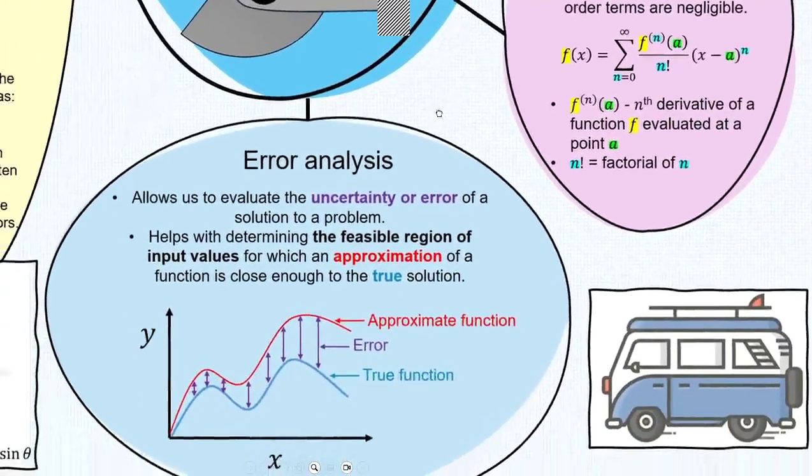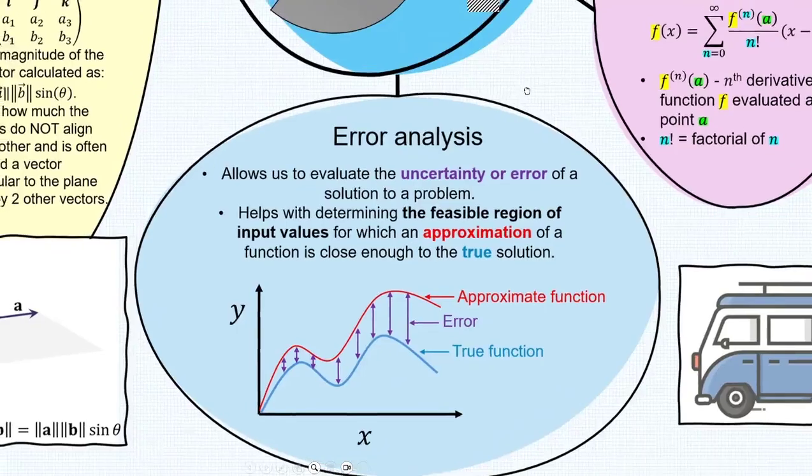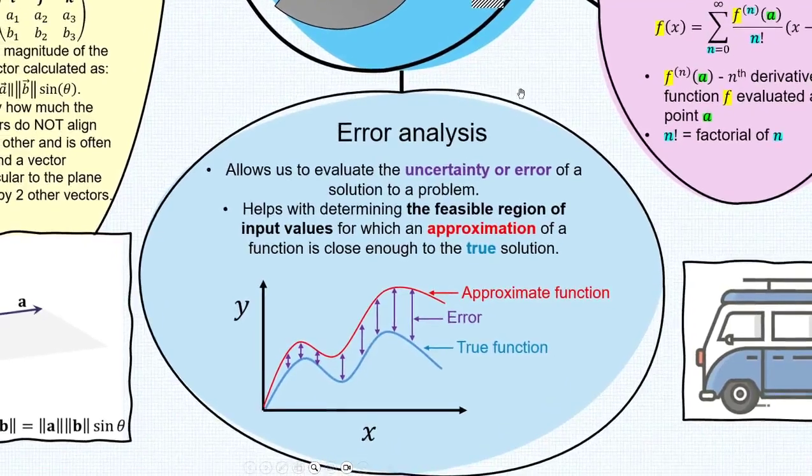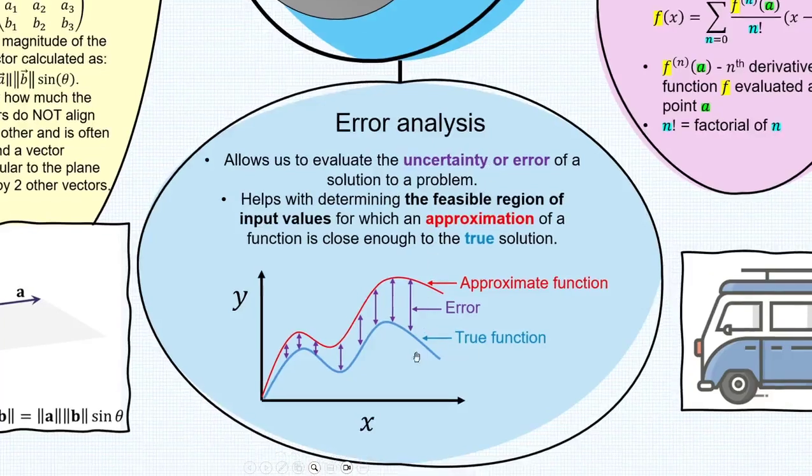If we are going to use approximate values by, for example, using the Taylor series expansion, then it's also worth talking about error analysis. This allows us to evaluate the uncertainty or error of a solution to a problem. It also allows us to figure out what regions of input values allow our approximation to be close enough to the true solution. Let's take these two graphs for example.